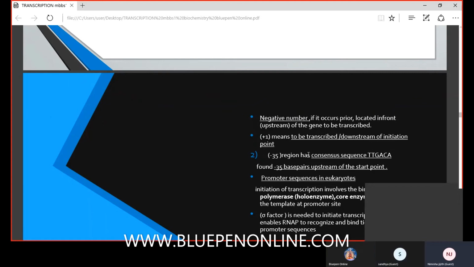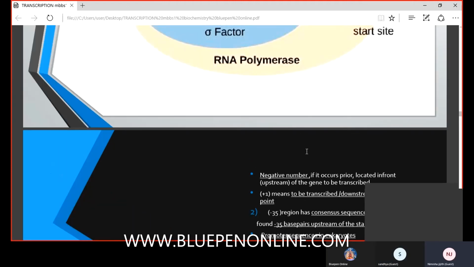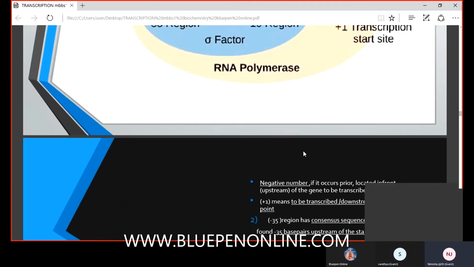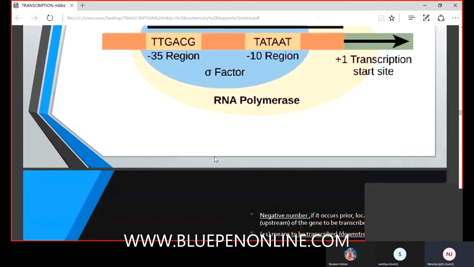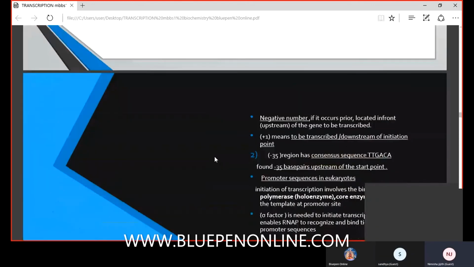So in the case of prokaryotes, there are two types of sequences that we discuss here, minus 10 and also minus 35. The minus 10 region is known as the Pribnow box. The minus 35 region has a consensus sequence TTGACA, found 35 base pairs upstream of the start point. Then what are the promoter sequences in eukaryotes?